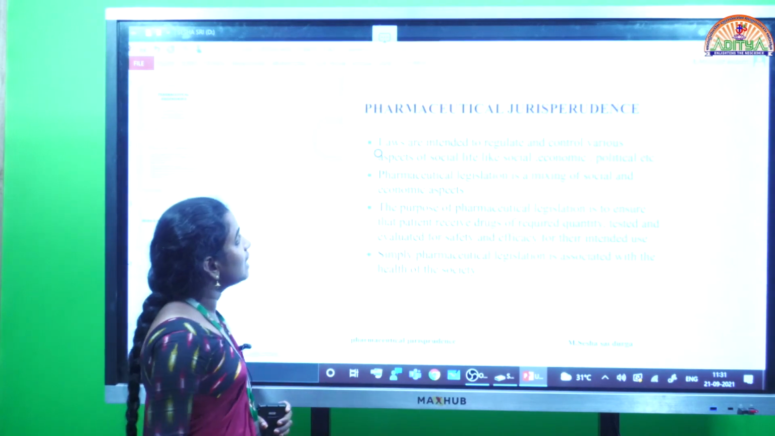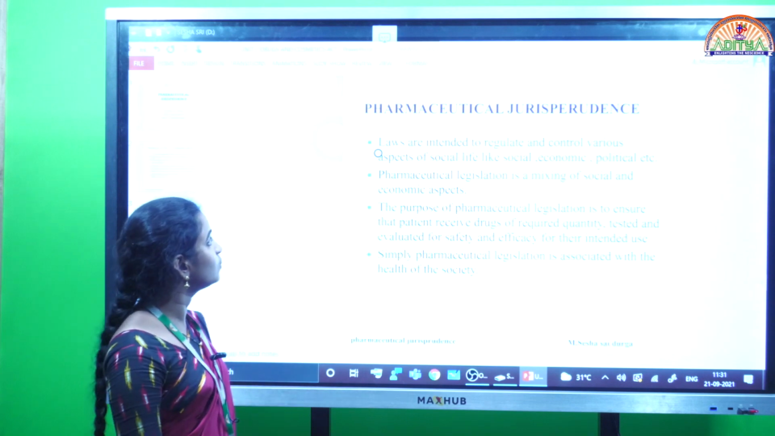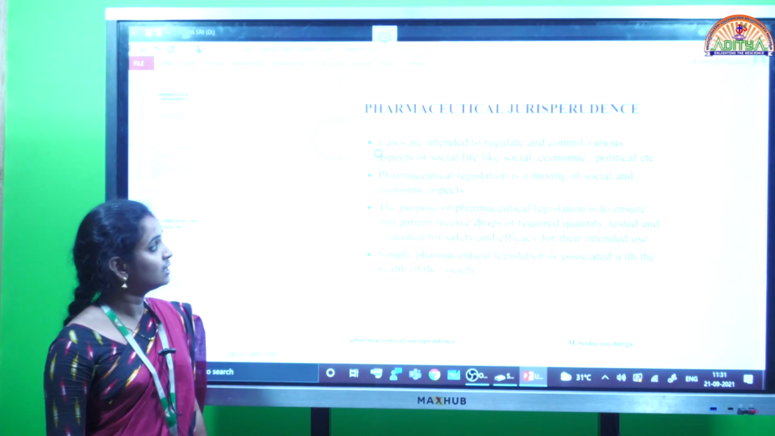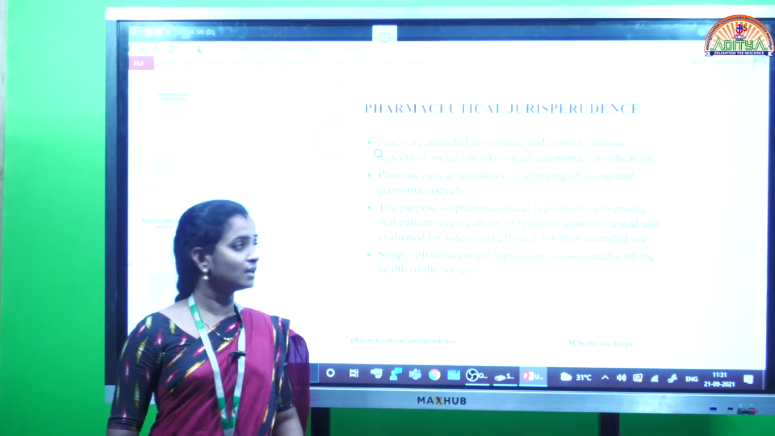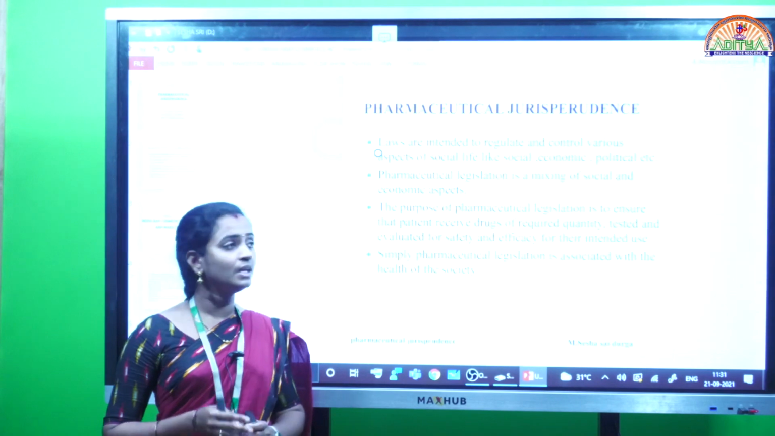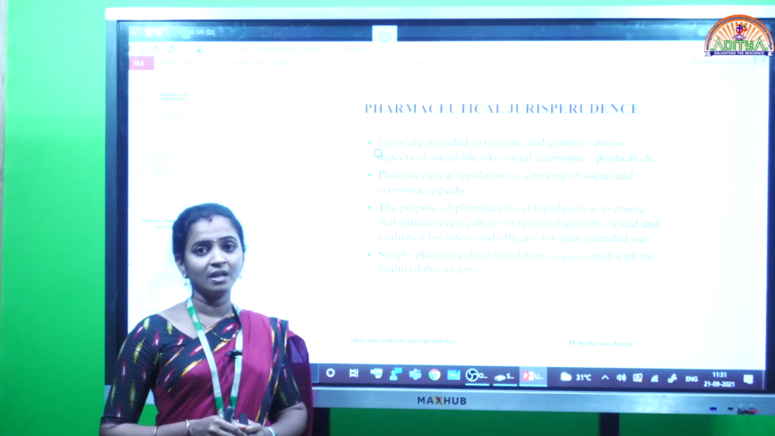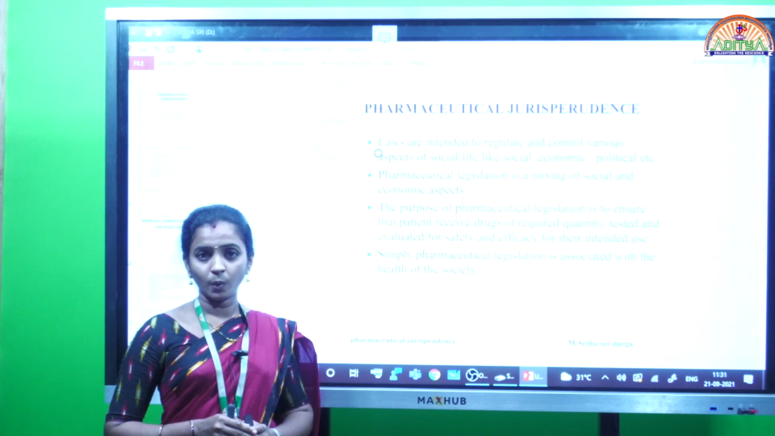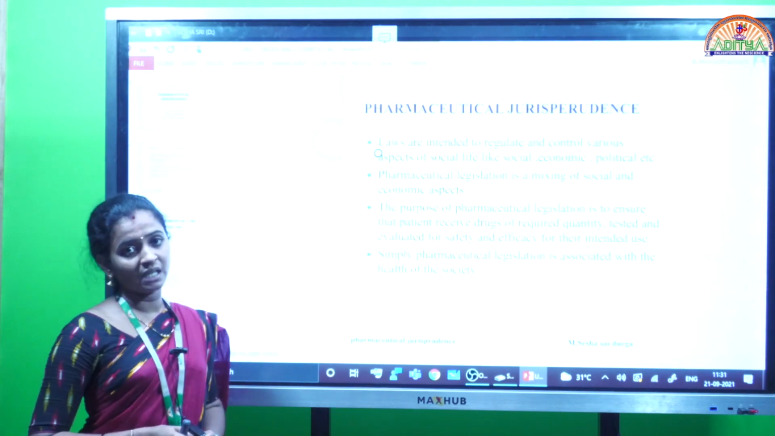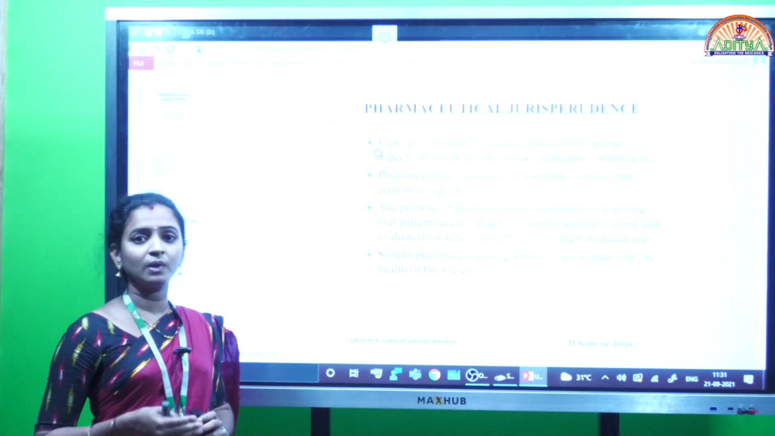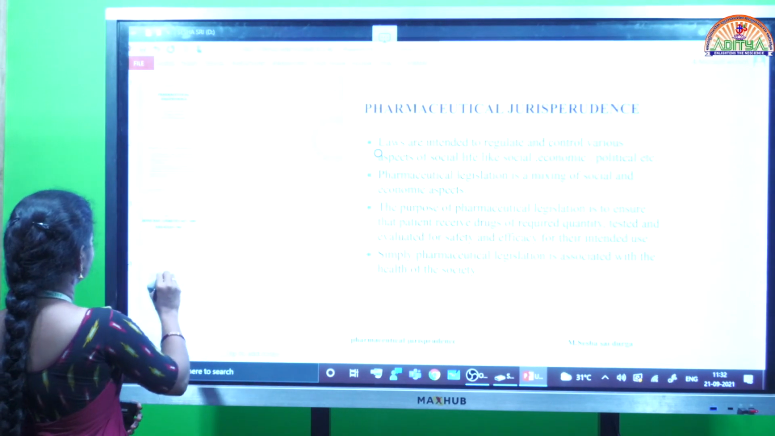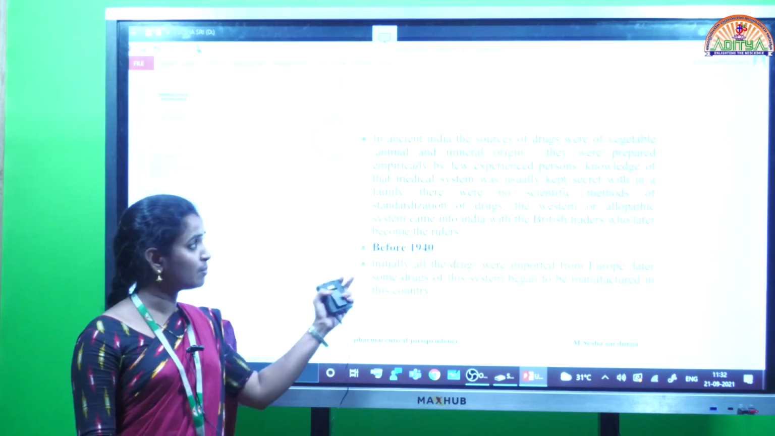Laws which are intended to regulate and control various aspects of social life, like social, economic, political, etc. Before the 1940s, in India, we did not have a proper healthcare system. In ancient India, how the pharmacy was there and how the people were taking the medication, that we will discuss in the introduction part of this pharmaceutical jurisprudence.